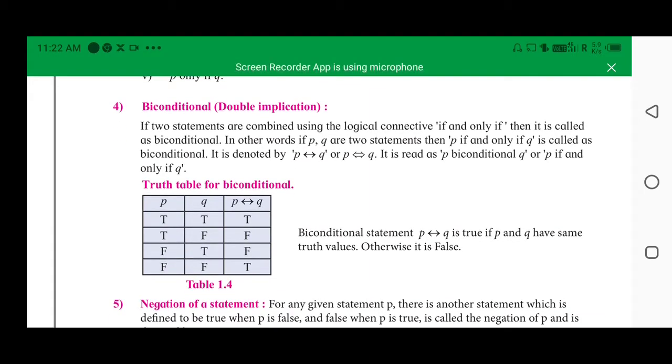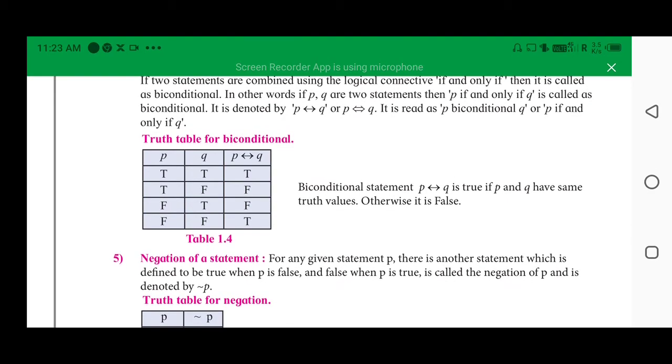To remember this table, we have to remember that if both the statements are true or both the statements are false, then the whole statement is true. That means T T is T, F F is T, otherwise it is false. If both are true, then it is true. If both are false, then also it is true. If any one of the sentences is false, then the whole statement is false. For the biconditional statement, if P and Q have the same truth value, it is true, otherwise it is false.